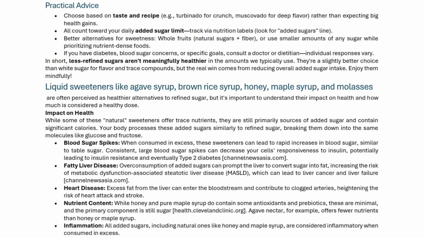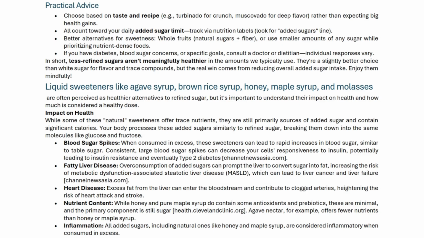Liquid sweeteners, such as agave syrup, brown rice syrup, honey, maple syrup, and molasses, are often viewed as healthier alternatives to refined sugar. However, it is crucial to recognize their health implications and the appropriate consumption levels. Despite offering trace nutrients, these sweeteners primarily serve as sources of added sugar and are high in calories. The body metabolizes these sugars similarly to refined sugar, breaking them down into glucose and fructose.